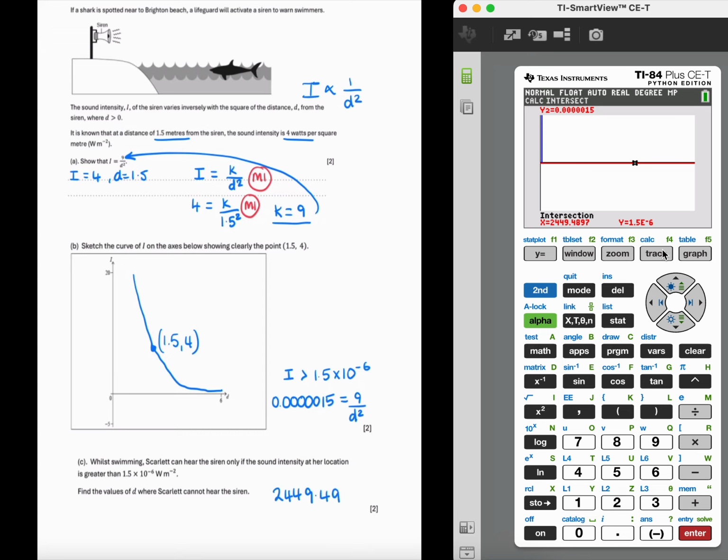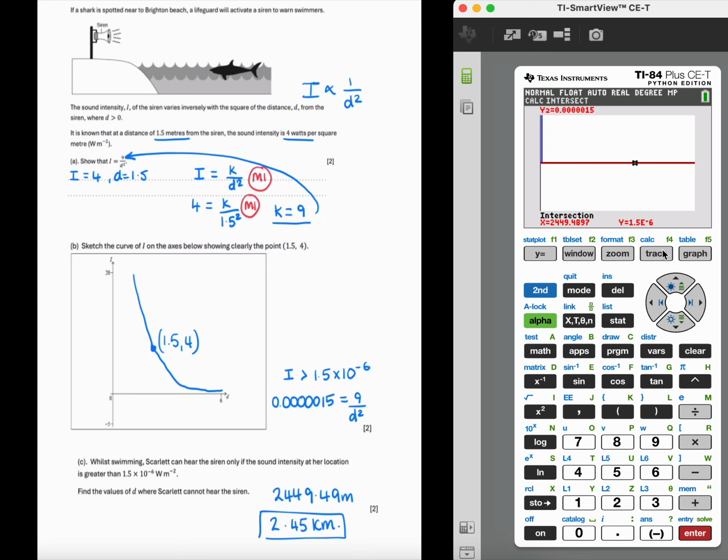2,449.49 meters. So I could actually write that as kilometers. So that is 2.45 kilometers away. So when she's 2.45 kilometers away, she can hear the siren. If it is further away than that, then we cannot hear the siren, in which case she would not hear that there was a shark approaching.